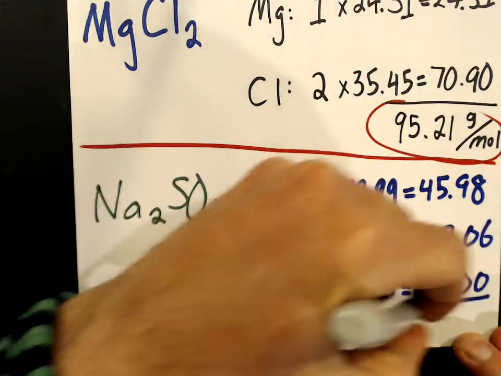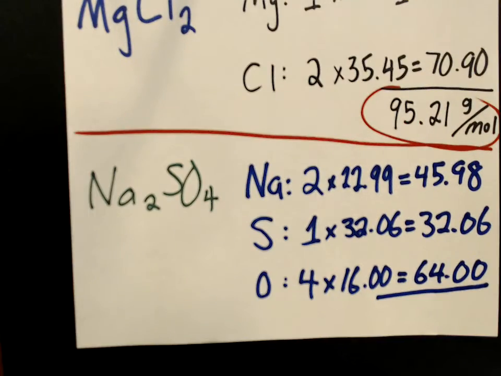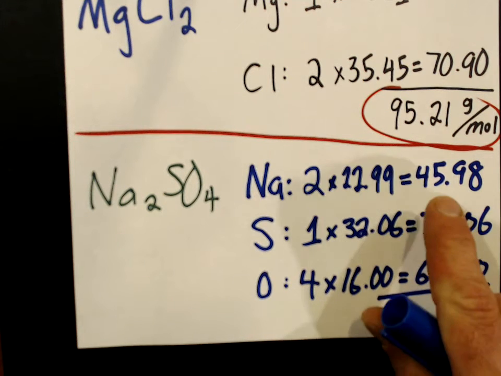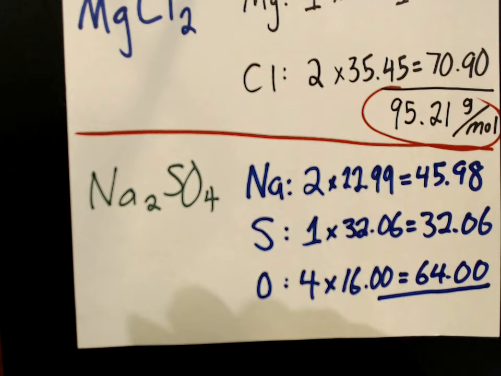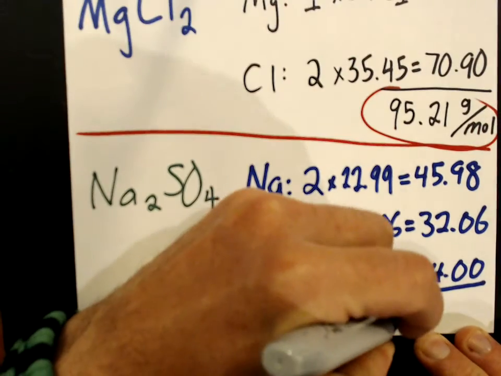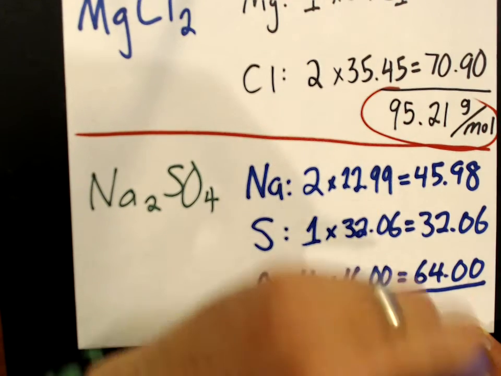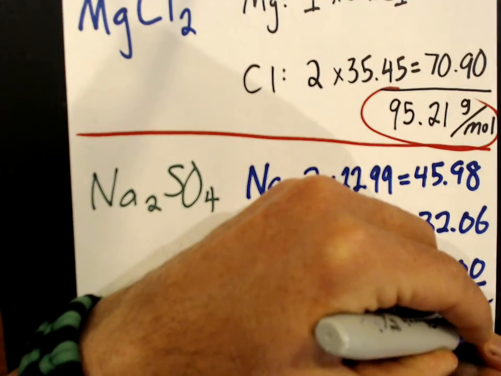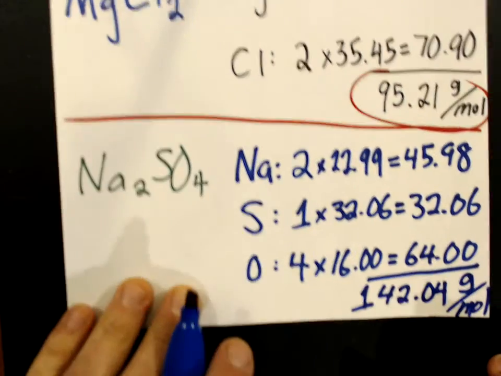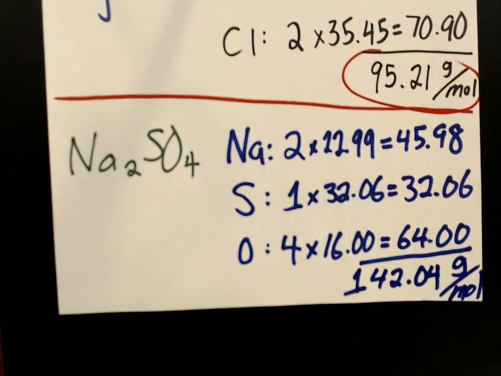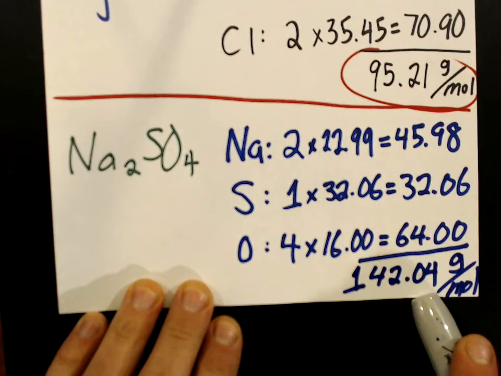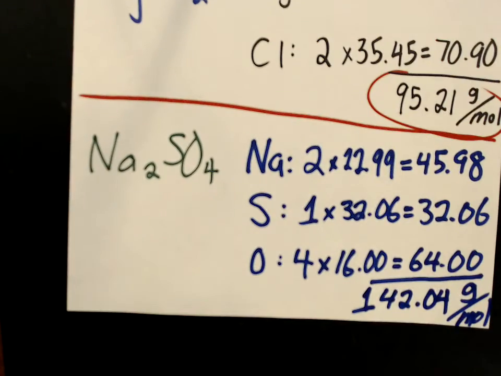And now we get to add them all up. So we got 64 plus 32.06 plus 45.98. And if I did not make a typo, then the formula mass of sodium sulfate is 142.04 grams per mole. All right. Our formula masses should stay with the same 2 decimal places that we've been using all along.